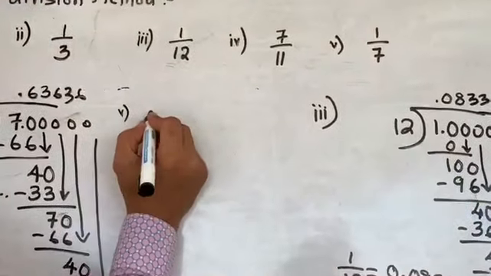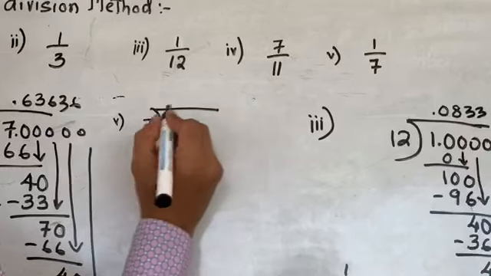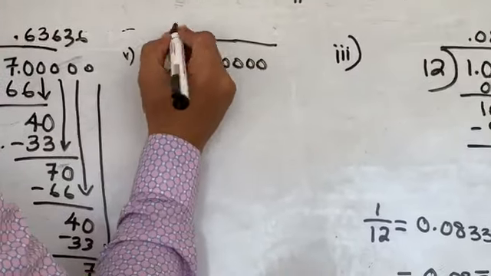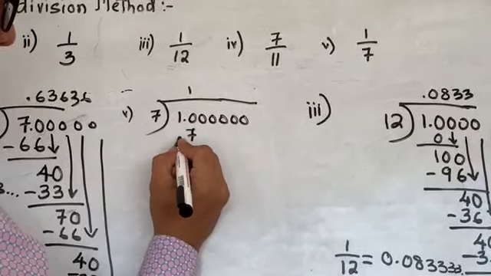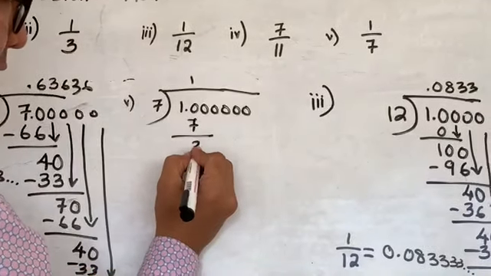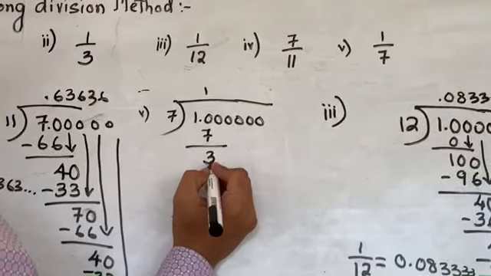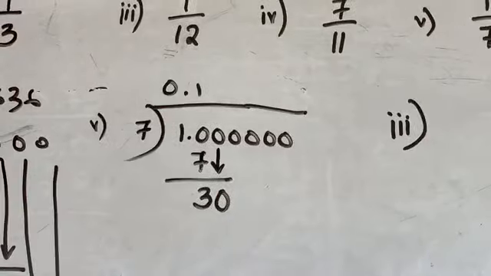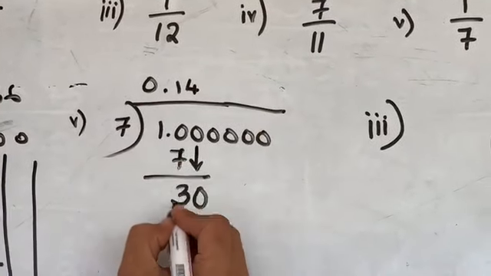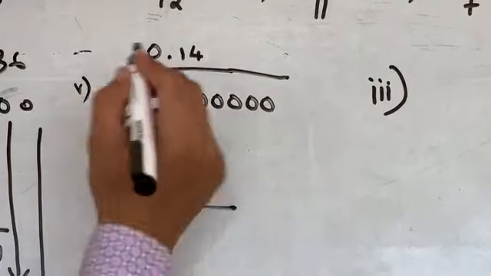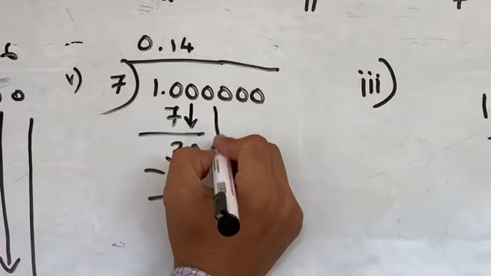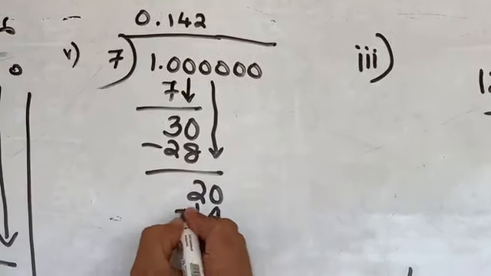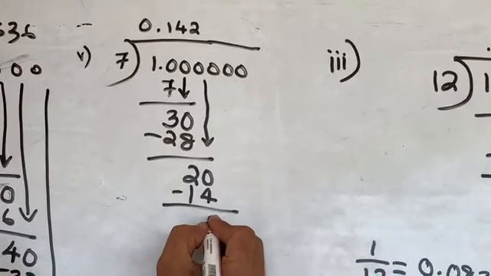Next, 1 upon 7. Once we take the question, 1 upon 7, we divide 1 by 7. 7 ones are 7. So subtracting, the answer is 3. Then we put a decimal and bring down a 0, making 30. 7 4 times is 28. The remainder is 2, bring down a 0, making 20. 7 2 times is 14, subtract, the remainder is 6.